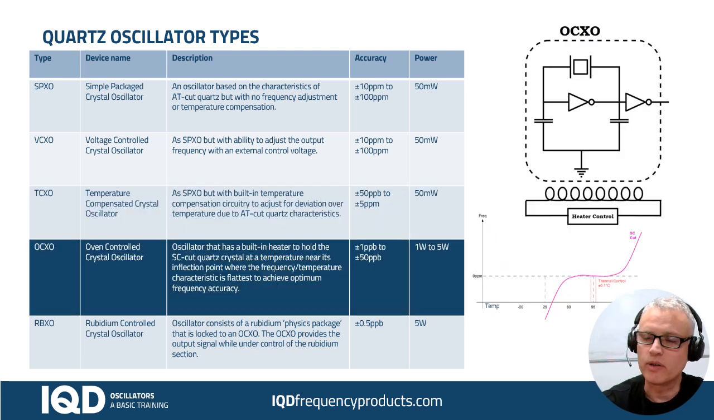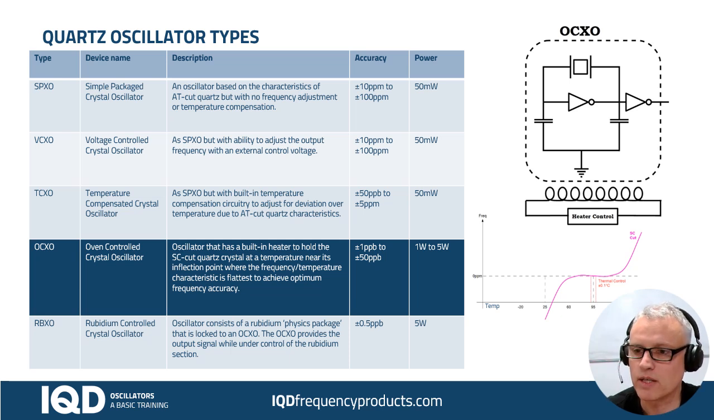If we want better than that, we can shift to a completely different technology. So here we're looking at an OCXO, that's an oven controlled crystal oscillator. If we're trying to remove the behavior over temperature, an alternative method is simply to heat it up and hold it at a very stable temperature, and that's how these products behave.